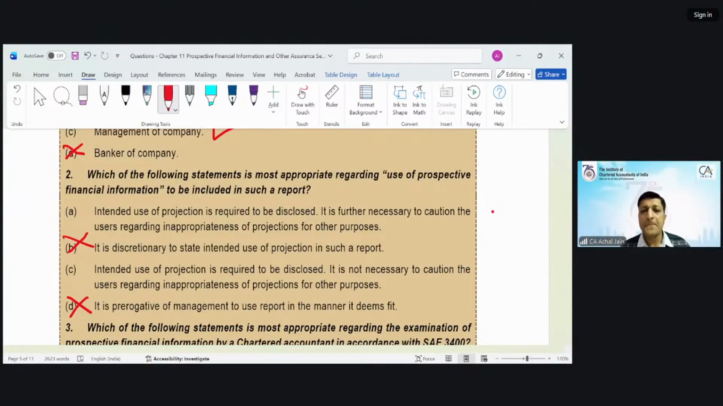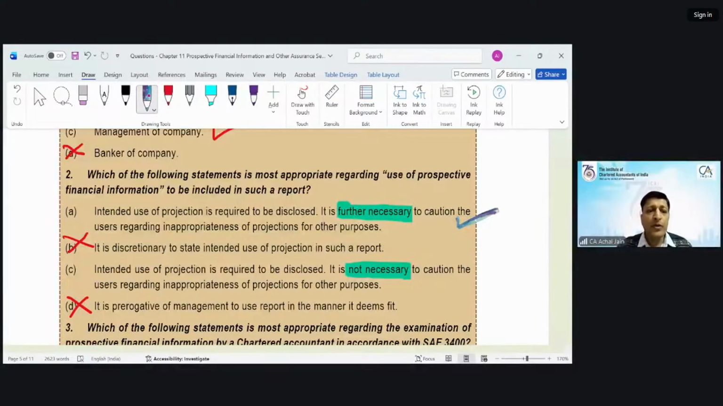But it is between A and C. C, if you look at it again, says it is not necessary to caution the user because it is a specific purpose. But the most appropriate answer would be A only, sir. And why so? Because A and C are moving in different directions as regards this question. A says it's necessary. C says no, it's not required. Is that really required? The answer is yes, it's required. So the right option has to be A.